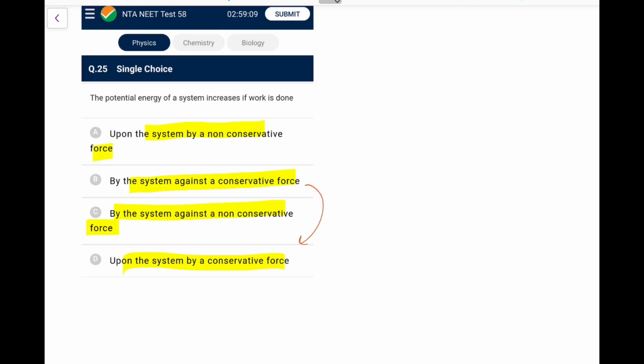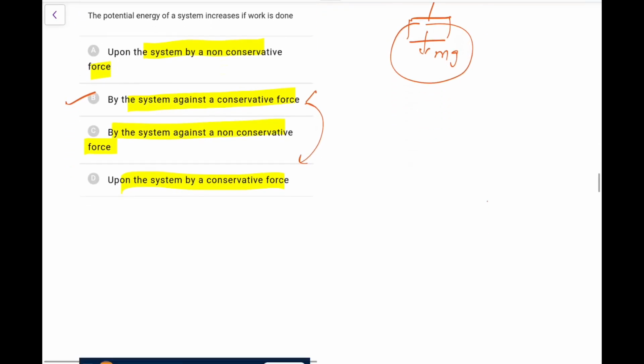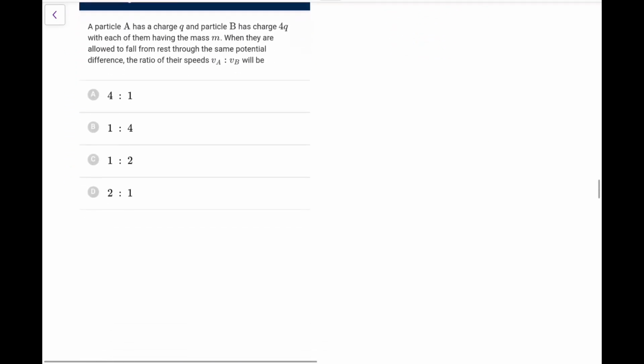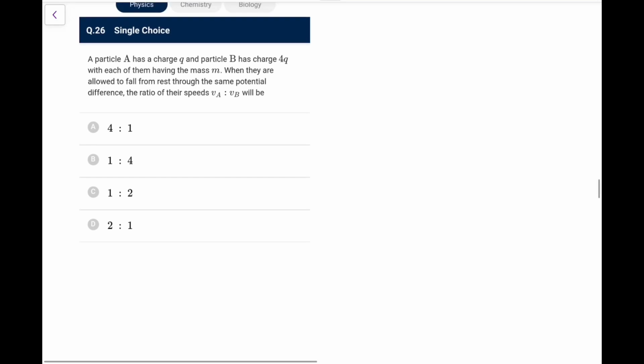we should go for the one done by the system against a conservative force. We have to be very careful. Just to help you out, if I take this block upwards, definitely its potential energy increases. In that case, this is mg, so the work done by mg will be negative, so our system has to do the work against the conservative force. So the logic should be between b and d, it should be b. Clearly, as per me, the answer given is wrong. I will go for option b. I don't go for option d as given in your answers.